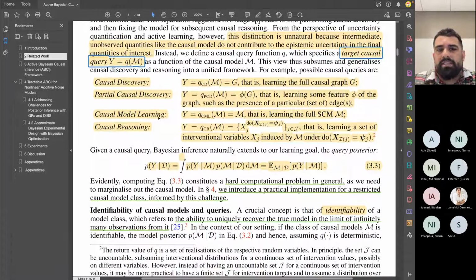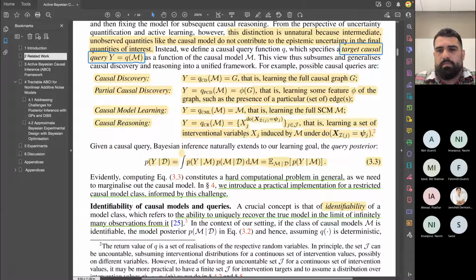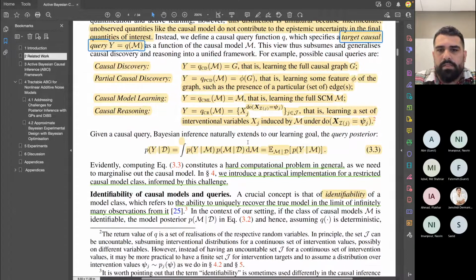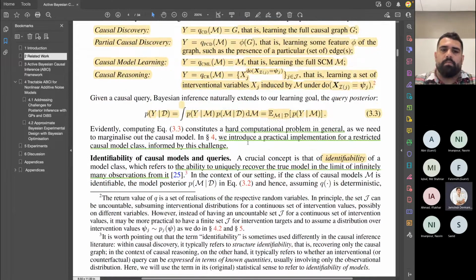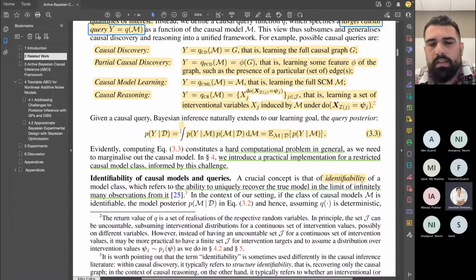Causal model learning is another query, which is learning the full SCM, structural causal model. Or maybe causal reasoning, which may be learning a set of interventional variables induced by M under do calculus. So they initially perform interventions based on this. So after, Morteza, yes, may I ask a question?